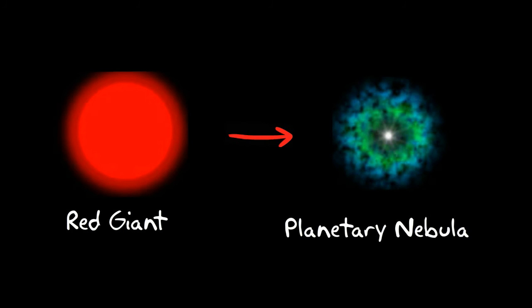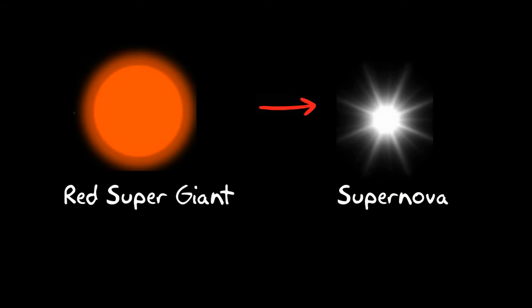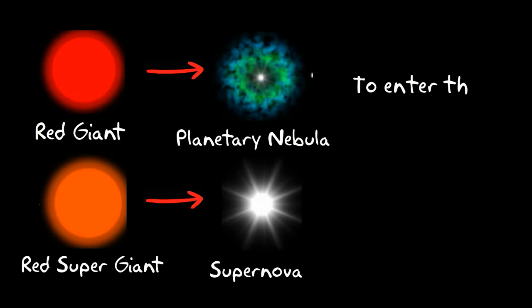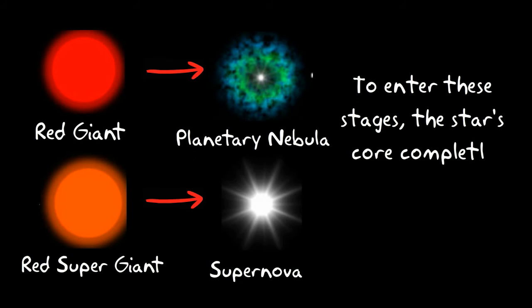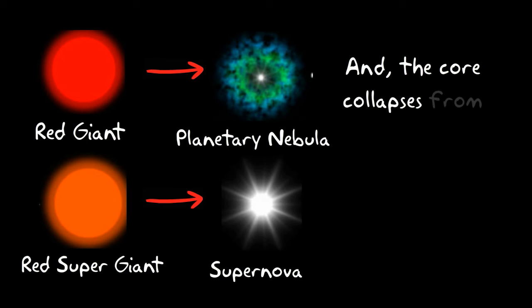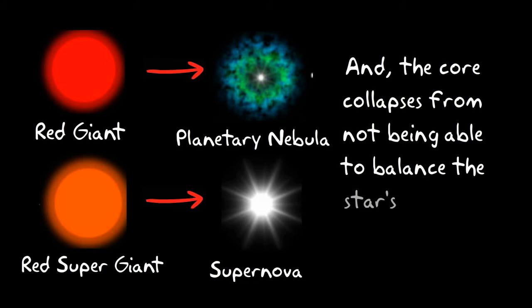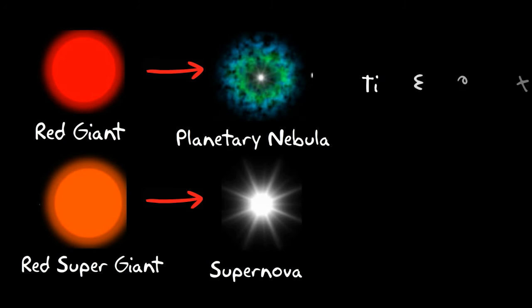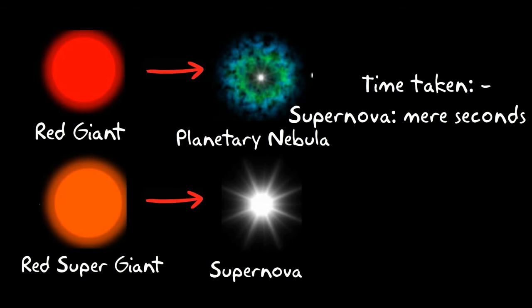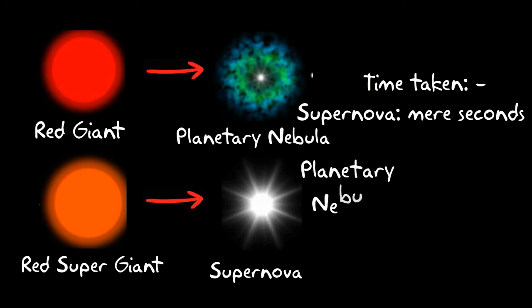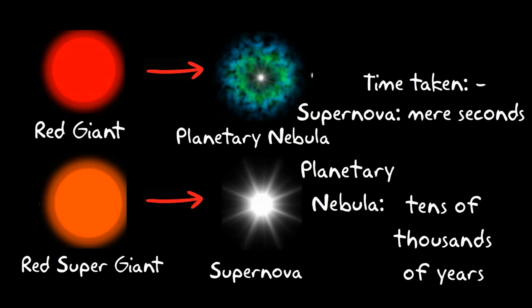Then, the red giant star turns into a planetary nebula, and the red supergiant star becomes a supernova. To enter these stages, the star's core completely runs out of fuel and the core collapses from not being able to balance the star's gravity. The time taken to do this is mere seconds in the supernova stage, but for the planetary nebula stage, it takes tens of thousands of years.